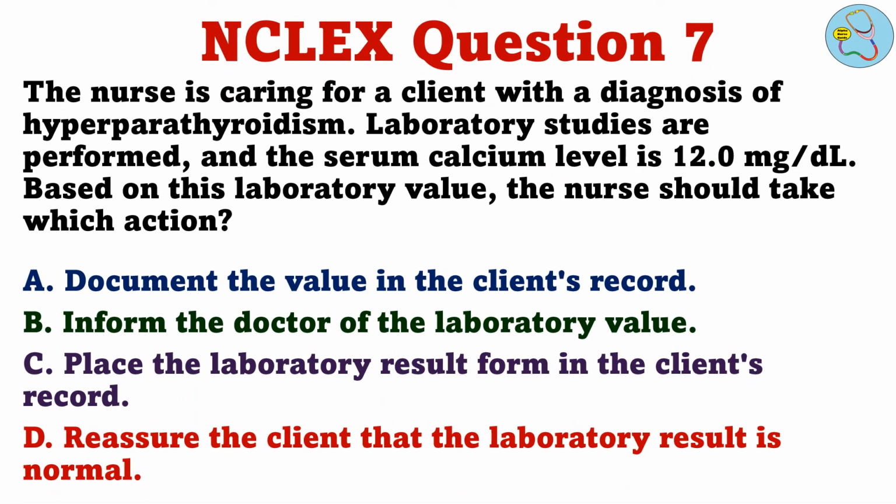Question 7. The nurse is caring for a client with a diagnosis of hyperparathyroidism. Laboratory studies are performed, and the serum calcium level is 12.0 mg per deciliter. Based on this laboratory value, the nurse should take which action? A. Document the value in the client's record. B. Inform the doctor of the laboratory value. C. Place the laboratory result form in the client's record. D. Reassure the client that the laboratory result is normal.